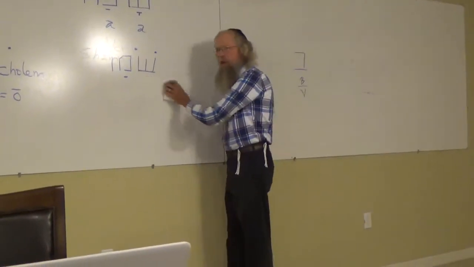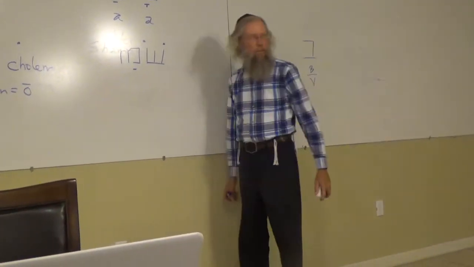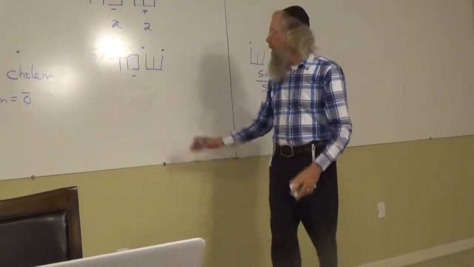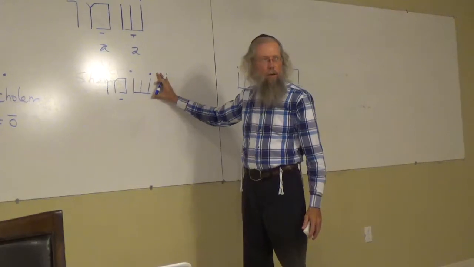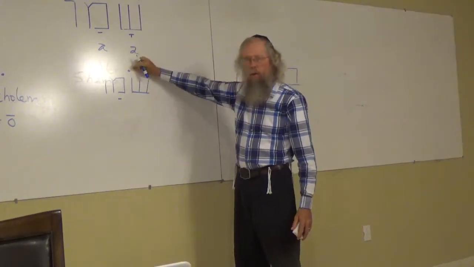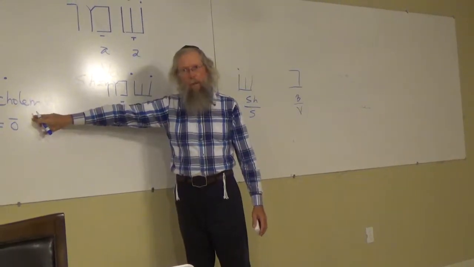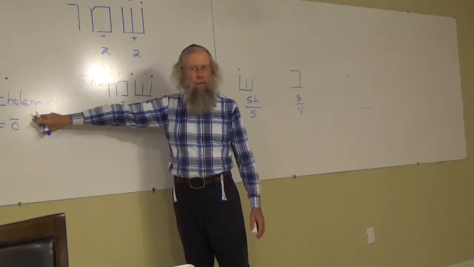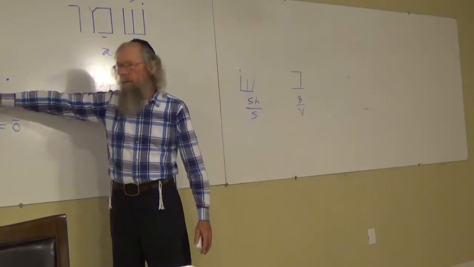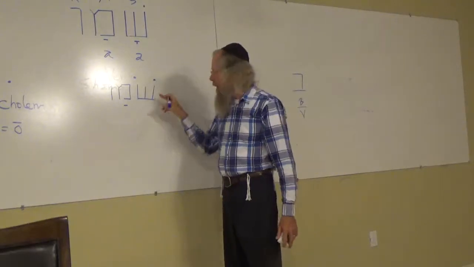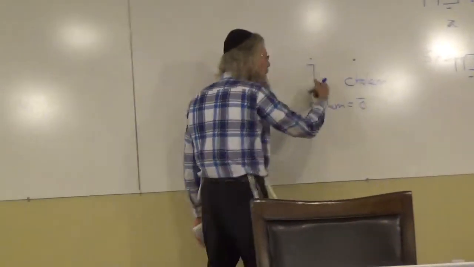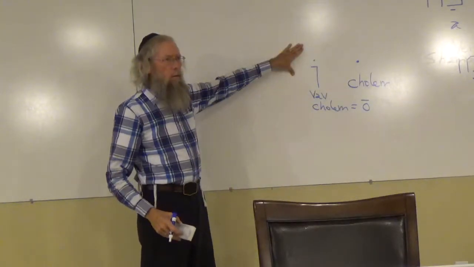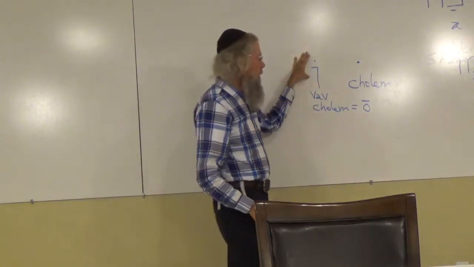When I have a shin and it's got two marks, the first mark is telling you that it's the letter shin. The second mark is going to be a cholem. It's going to be the O sound. It's going to be the vav. But this is a shortcut. Wherever you have a cholem, you can insert the vav. Okay? You can insert the vav.